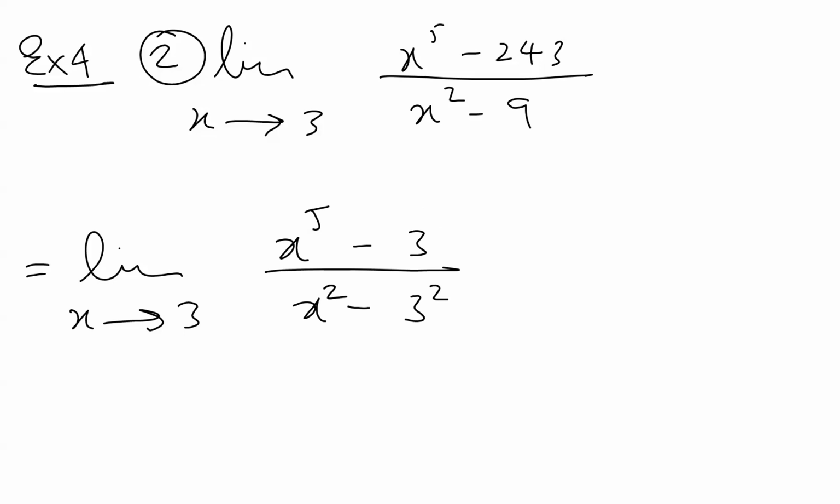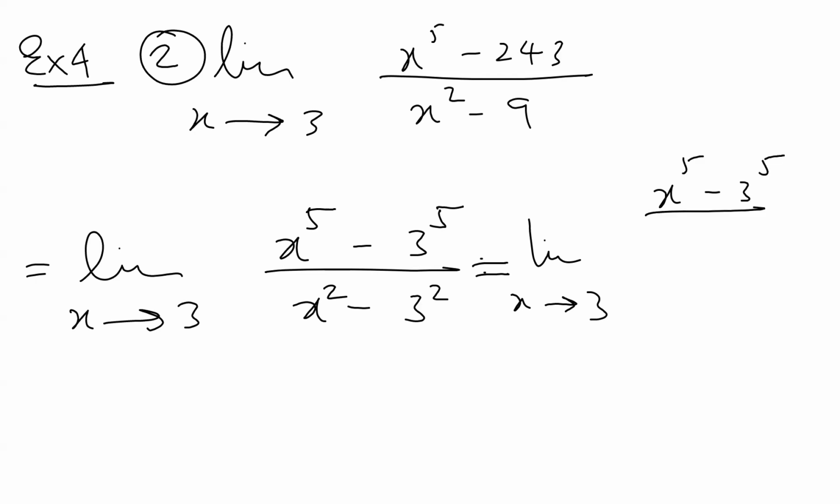Can someone tell me what is the challenge in applying the formula? There are powers in the denominator. So what should be the next step? You divide the numerator and denominator by x minus 3. This time it is 3, because a is 3. So x raised to 5 minus 3 raised to 5 upon x minus 3, and x square minus 3 square upon x minus 3.